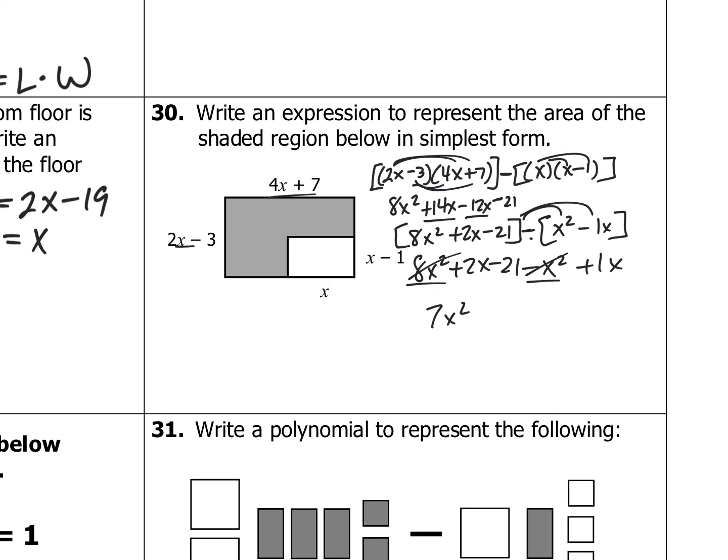2x plus 1x is 3x. And minus 21. There's the area of the shaded region represented by the algebraic expression.